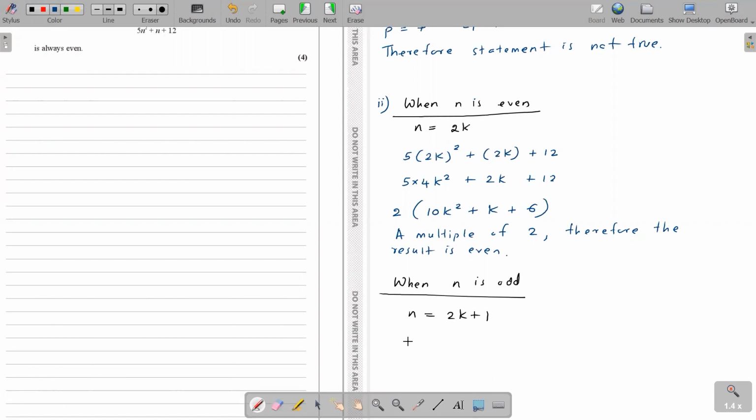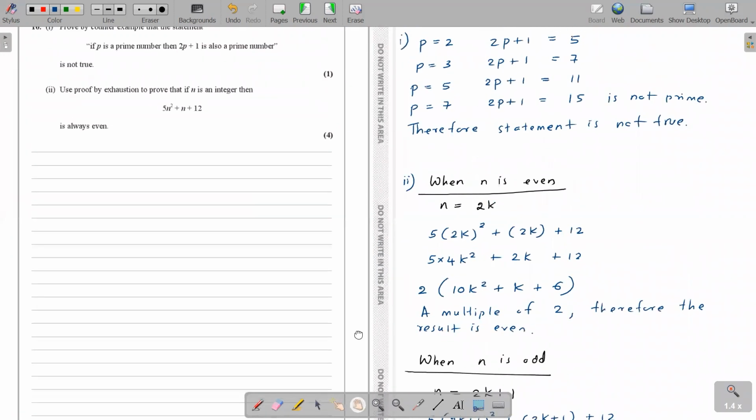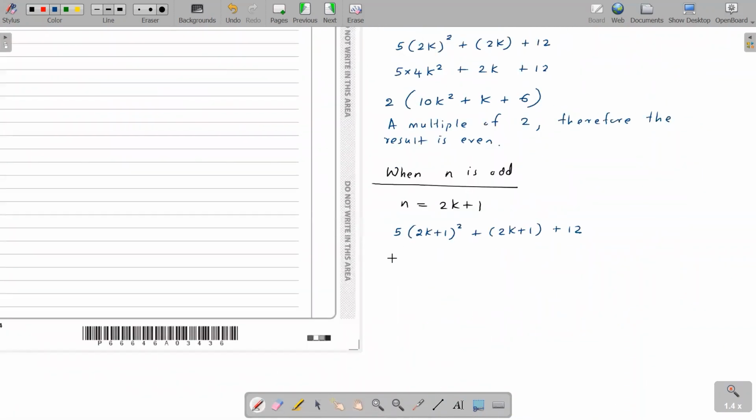Let's replace 5 times n square. So 2k plus 1 square. Replace every n value with 2k plus 1. 5 times n square plus, this is just 10, yeah, plus just 10. n is 2k plus 1. Plus 12. 5n square plus n plus 12. Let's open the bracket: 5 times 2k plus 1 square is 2k plus 1 into 2k plus 1. Do you see I wrote the bracket twice? Plus 2k plus 1. The other one is plus 12.